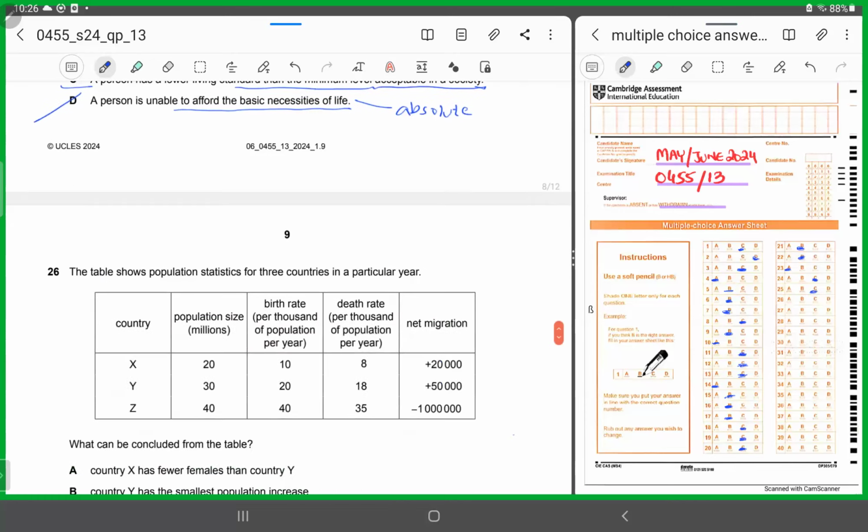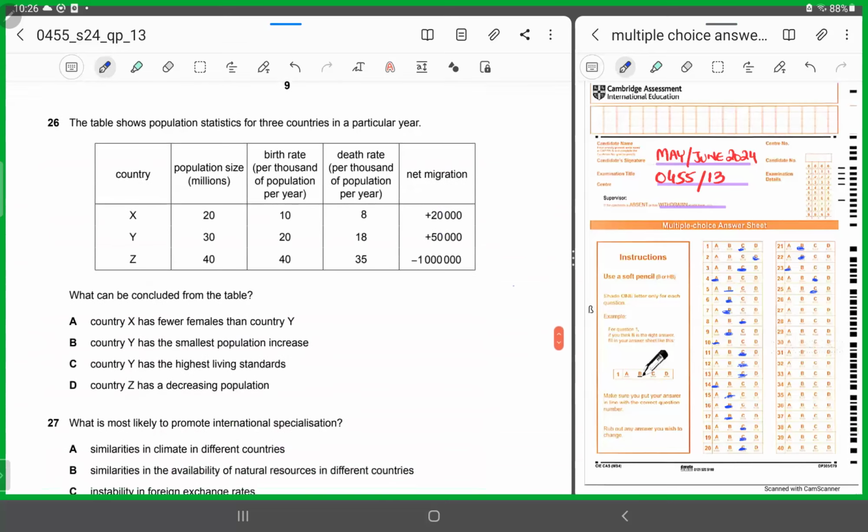All right. Let's look at number 26. Number 26 says the table shows population statistics for 3 countries in a particular year. So X, Y, and Z are the countries. Now, they've given you population figures. In the first column, they've given you the size of the population.